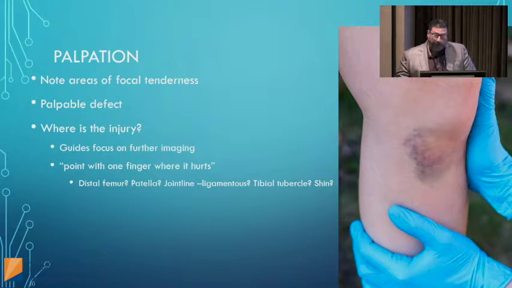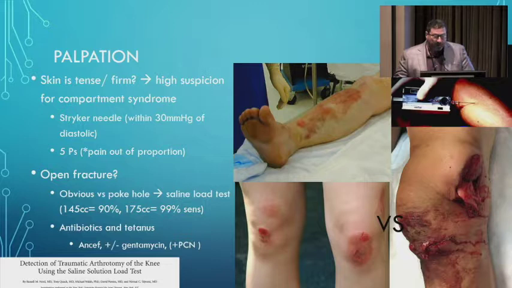Palpate, you want to palpate areas of tenderness and again, compare to the other side, are there any defects? And this will guide you as to whether you need any imaging. If there's any bony tenderness, an x-ray should be performed. So on palpation, is the skin tense or firm? You have to be concerned with compartment syndrome, which is probably the bane of all orthopedic surgeons. This is usually a clinical diagnosis. Occasionally, there's a device made by Stryker where you can measure the compartments, but usually it's a clinical diagnosis, and the device is used only if you can't examine the patient, if they're obtunded or unconscious.